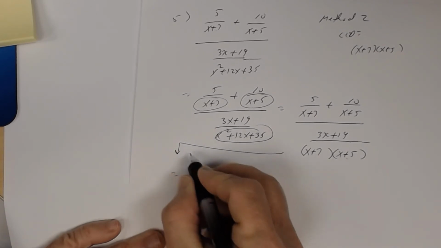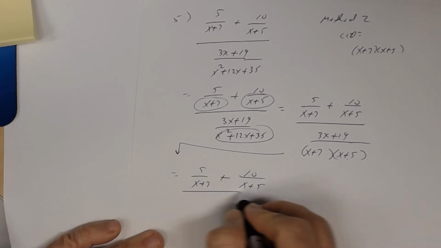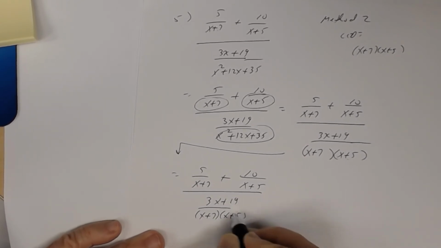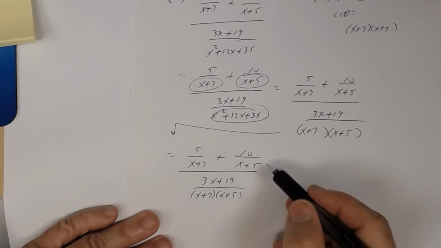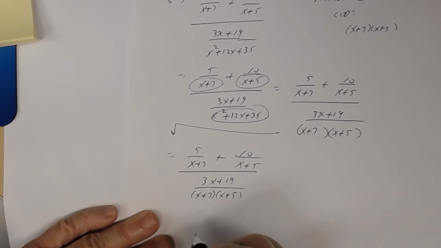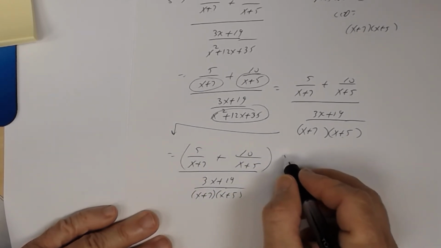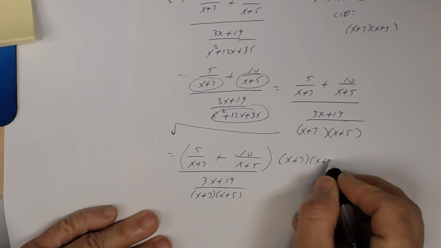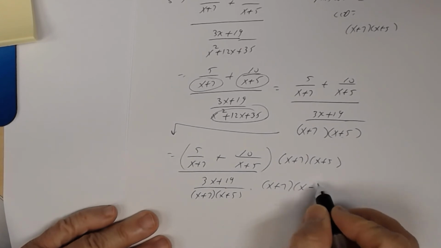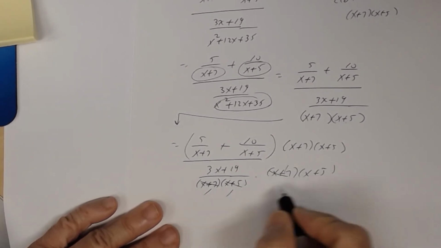So it'll be 5 divided by x plus 7, plus 10 divided by x plus 5, all divided by 3x plus 19 divided by x plus 7 times x plus 5. Now I'm going to multiply both numerator and denominator by the LCD. The whole point is to get these fractions to be factors of 1. Notice though that in the numerator I have two fractions, so I'll put that in parentheses, times the LCD, x plus 7, x plus 5. The denominator is just one fraction, so I'm not going to put that in parentheses. I'm just going to say times x plus 7, x plus 5. And the reason is because right now I can see that those divide out. So the x plus 7s divide out, the x plus 5s divide out.